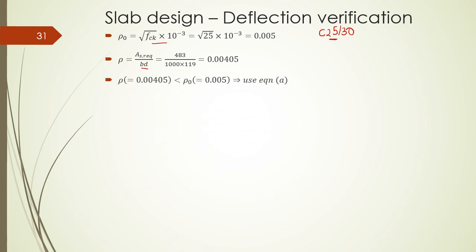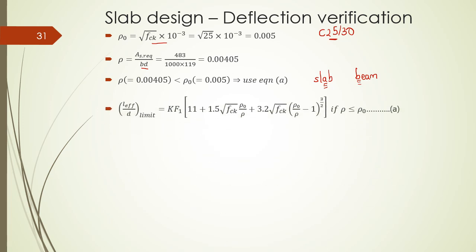And since our reinforcement ratio is less than the reference reinforcement ratio, we could use equation A. Most of the time, you will note that when you're dealing with slabs, you will end up using equation A, and when you're dealing with beams, you will end up using equation B of equation 7.16 of Eurocode 2. This is equation 7.16a reproduced here, where we'll need to calculate some of the values.